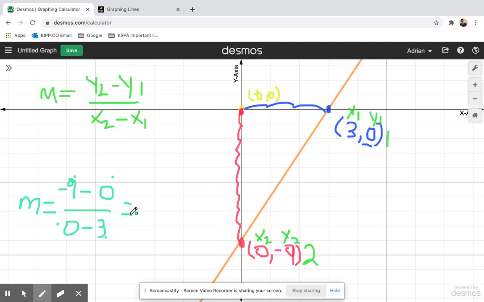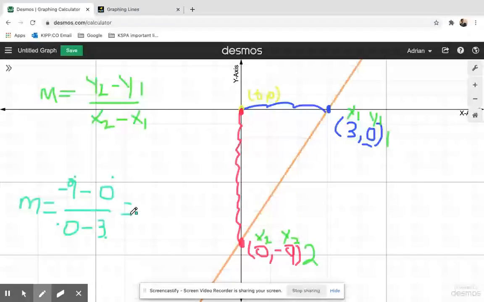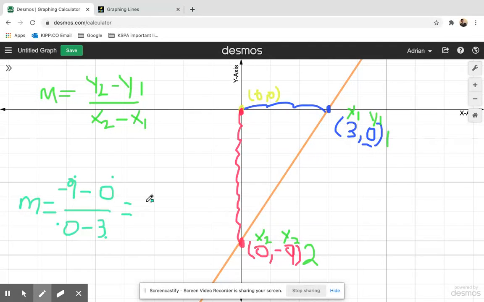So I can go ahead and start doing my integer operations. So -9 minus 0. Since I'm not taking anything away, it's going to stay as -9 as my top value. I have 0 minus 3. Since my 3 has a negative sign in front of it and the other one is just 0, I need to make sure that I'm keeping that negative sign with it. So it's going to give me a -3. So now I have -9 over -3.